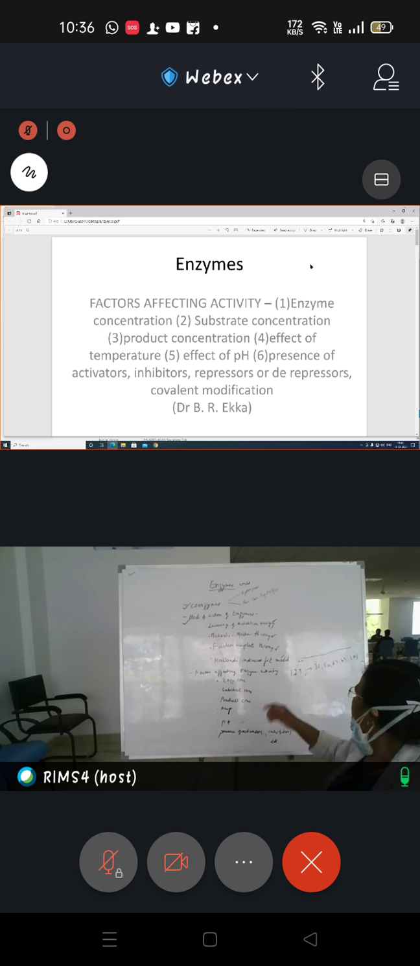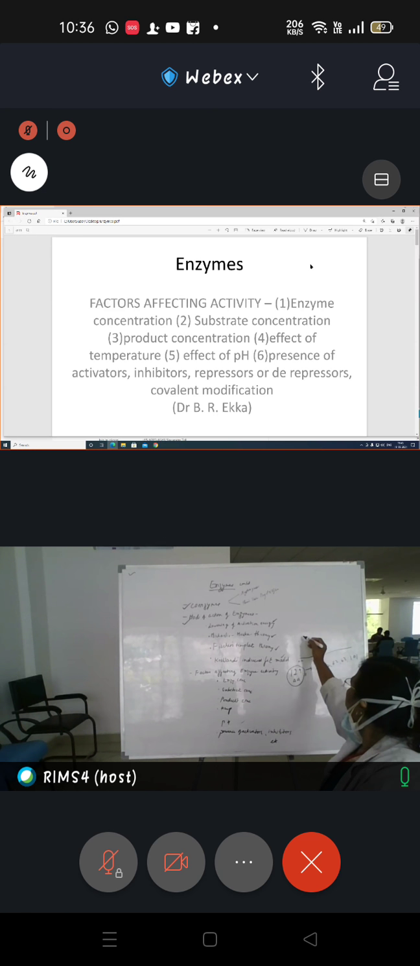For example, lysozyme, which has 129 amino acids. The active site has the amino acids present at the 35th position, the 52nd position, the 63rd and the 101st position. So these amino acids are coming together and they are forming the active site.